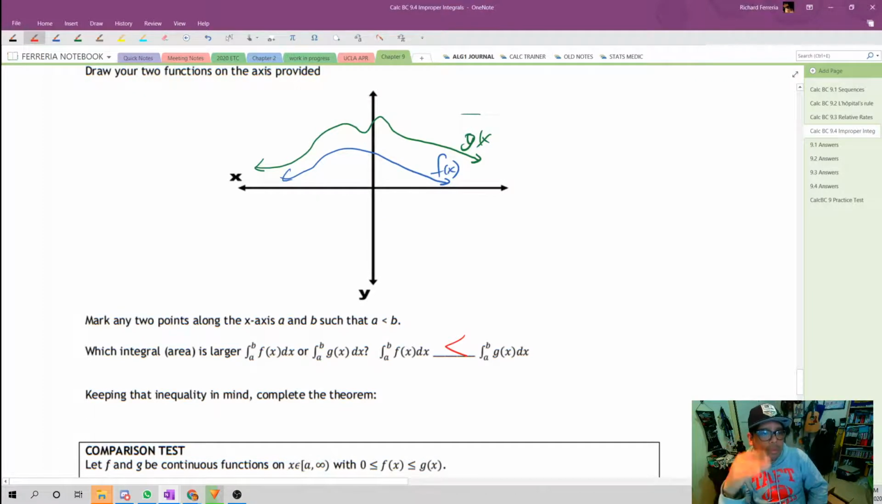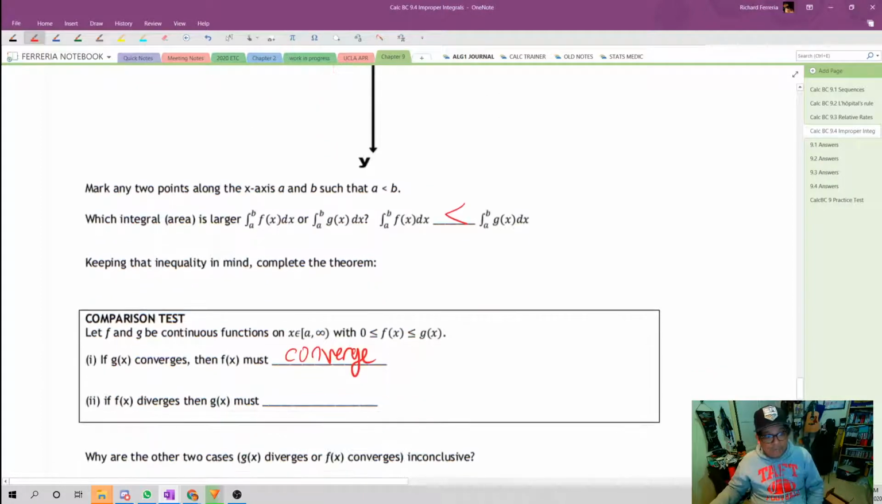And then let's work the other way around. What about the smaller function? What if the smaller function converges? Now take a look over here. If I tell you the area under f is infinite, what does that tell you about the area under g? It can't be less than infinity, so it has to be infinite as well. So if the smaller function diverges, then the bigger function must also diverge.